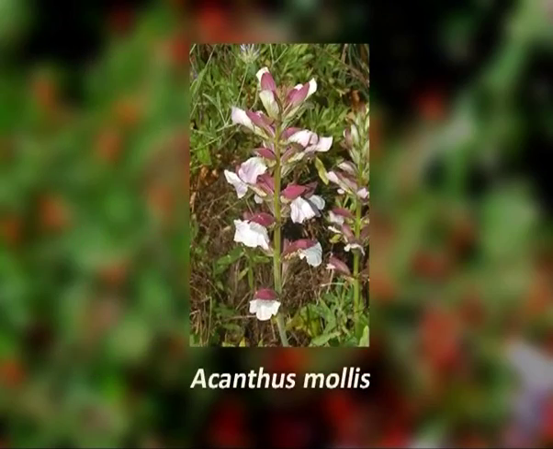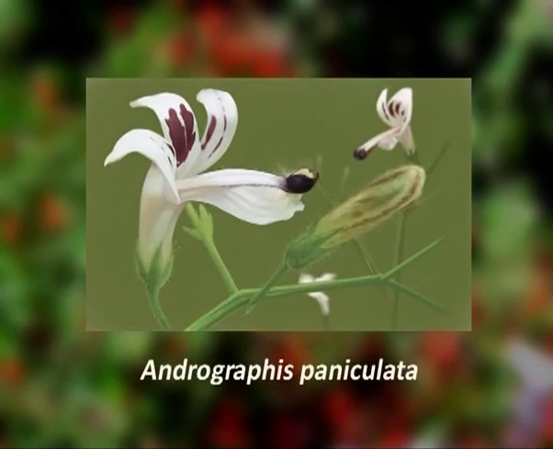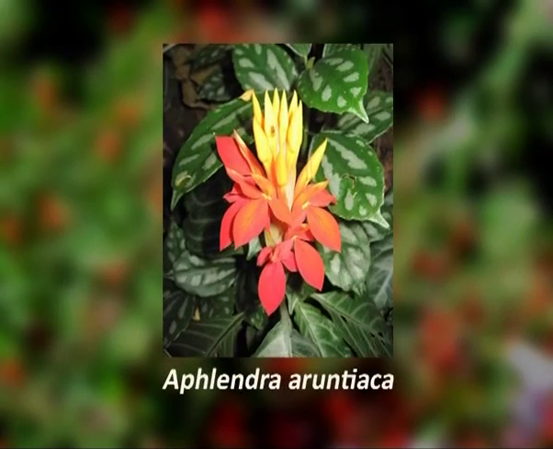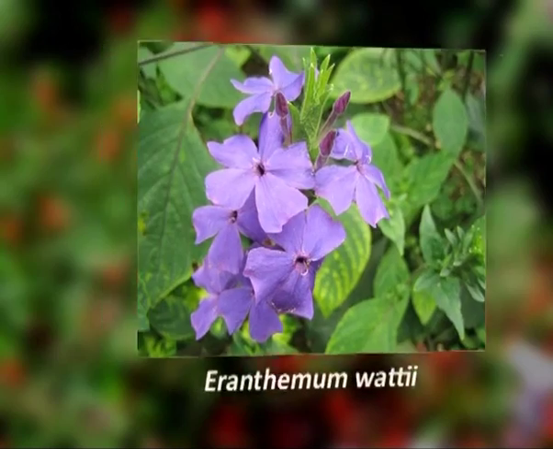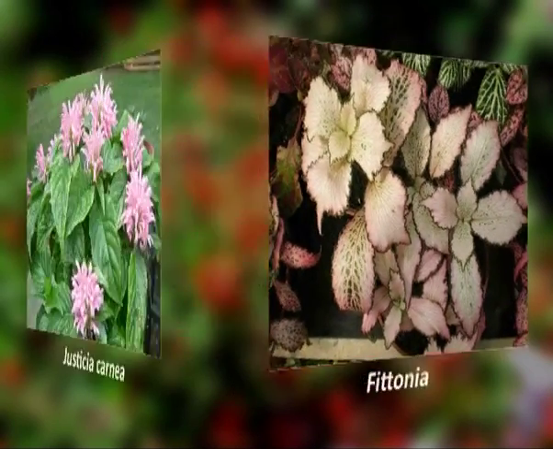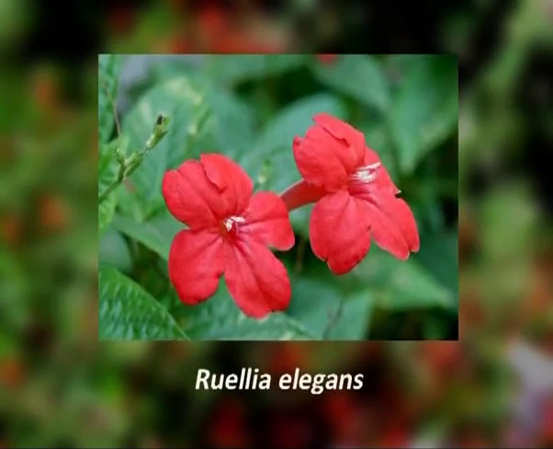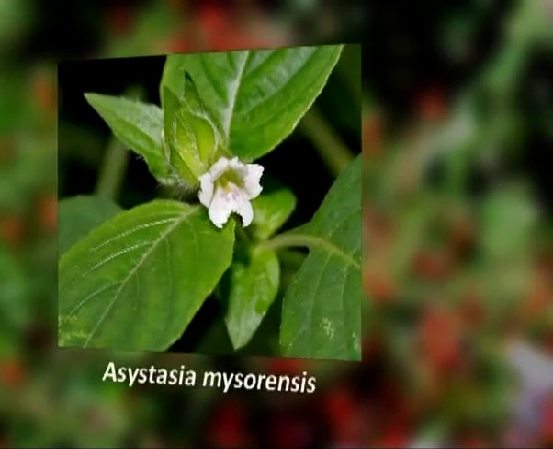Now, ornamental plants from Acanthaceae include Acanthus mollis, Acanthus ilicifolius, Andrographis paniculata, Barleria alba, Aphelandra aurantiaca, Odontonema strictum, Crossandra infundibuliformis, Eranthemum, Fittonia, Justicia carnea, Thunbergia elata, Ruellia elegans, Pseudoranthemum atropurpureum, etc. Edible plants from Acanthaceae include Acanthaceae mysorensis.